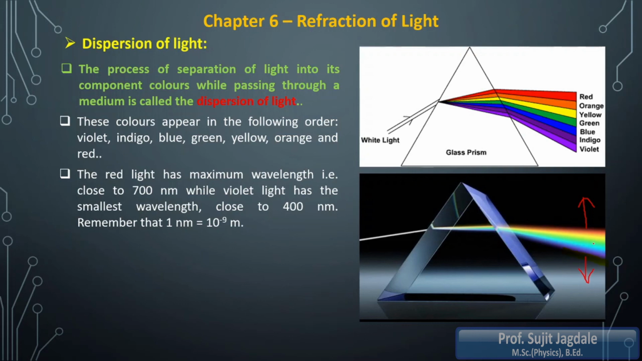Just remember, dispersion means separation of white light into its constituent colors. The sequence of those 7 colors obtained from white light, V, I, B, G, Y, O, R, is referred to as the spectrum of white light, and that spectrum lies between 400 nanometer and 700 nanometer. Also remember the conversions: 1 nanometer is equal to 10 raised to the power minus 9 meter, and 1 Armstrong unit is equal to 10 raised to the power minus 10 meter. These are the conversions we use in case of wavelength. I hope you understand this concept, dispersion of light.